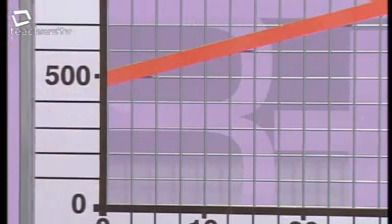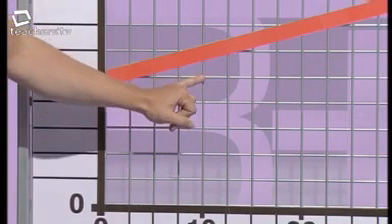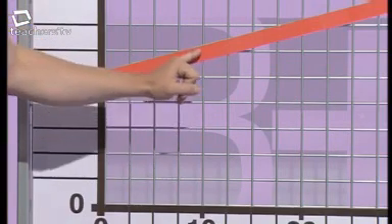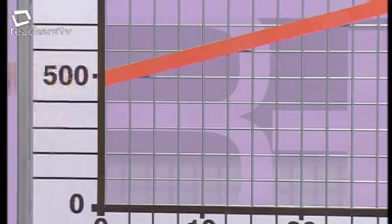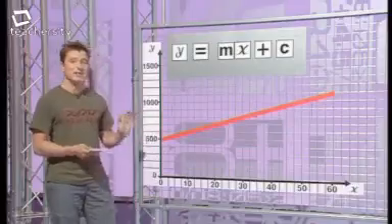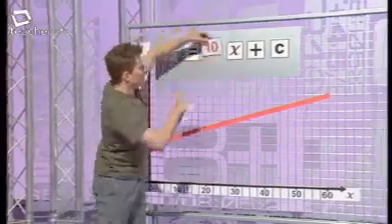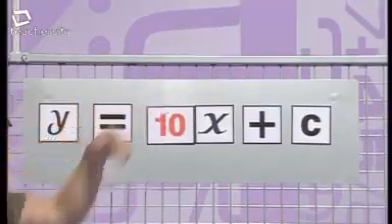m is the slope, or gradient of the line. It's the number that x is multiplied by. On this graph, for every 10 units in the x direction, the graph goes up 100 units in the y direction. Or, for every 1 unit in the x direction, the graph goes up 10 units in the y direction. For this line, the value of m is 10. So we can put that into the equation.